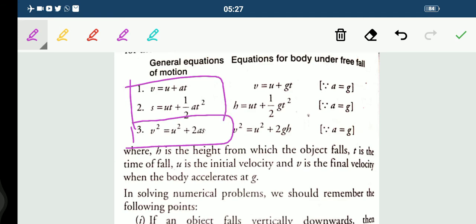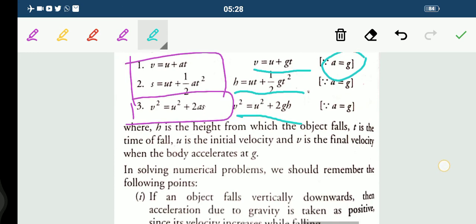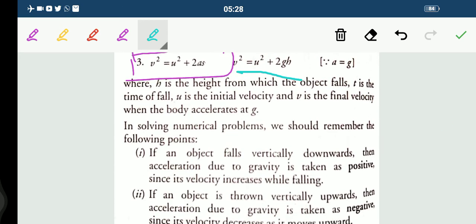But what if we need to follow the equations for a body that is under free fall? Under free fall, we all know that a is equal to g, that is acceleration due to gravity, right? So we can simply replace this a with g, right? So v is equal to u plus gt, h is equal to ut plus half gt square, and v square is equal to u square plus 2gh. I hope this is clear, bache.